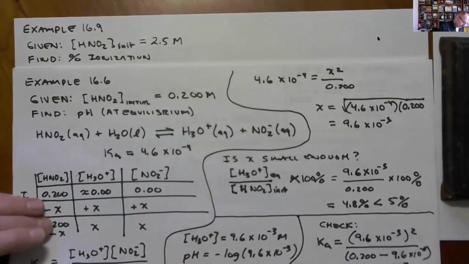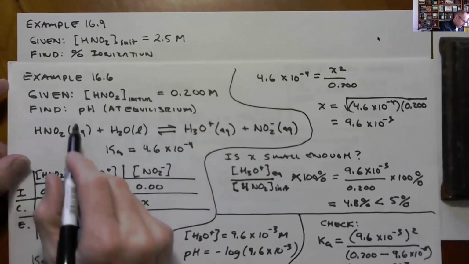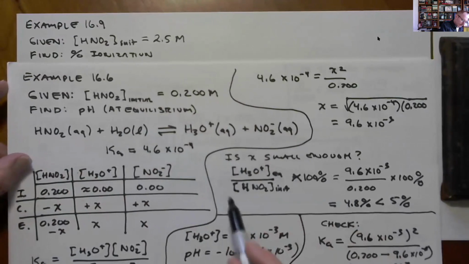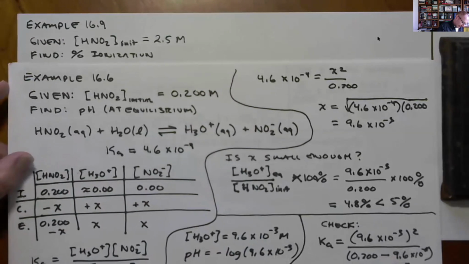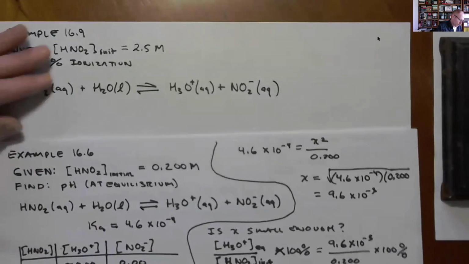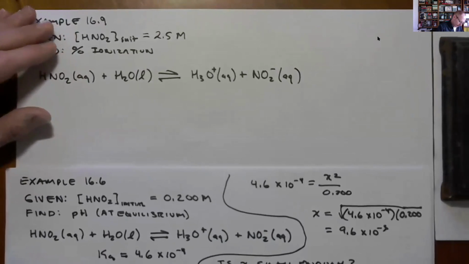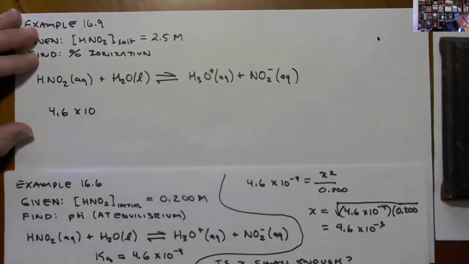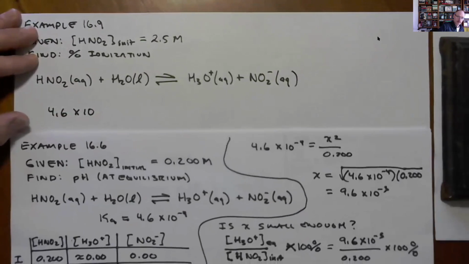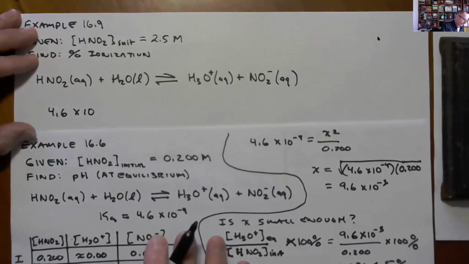Now, going through the ICE table and setting this all up, in that problem we had to find the pH, but eventually we did have to solve for the percent ionization. We found that it was 4.8%, which is just barely less than 5%. And the fact that we were able to get away with it is that this is sufficiently concentrated such that the x is small approximation is going to work. So we're not going to even work out the ICE table. We'll just write 4.6 times 10 to the minus 4, because that is the equilibrium constant.